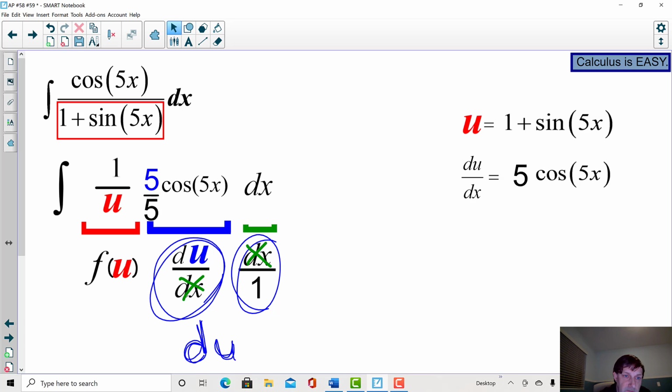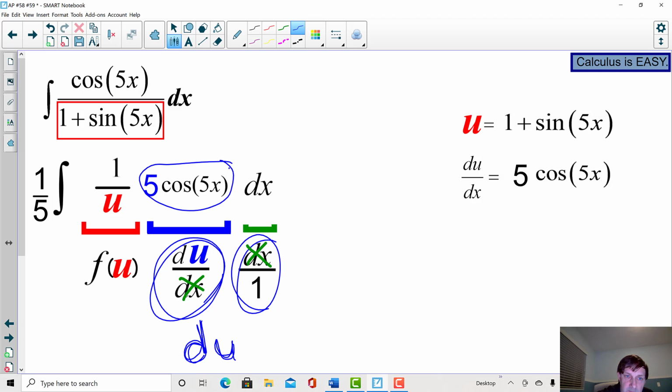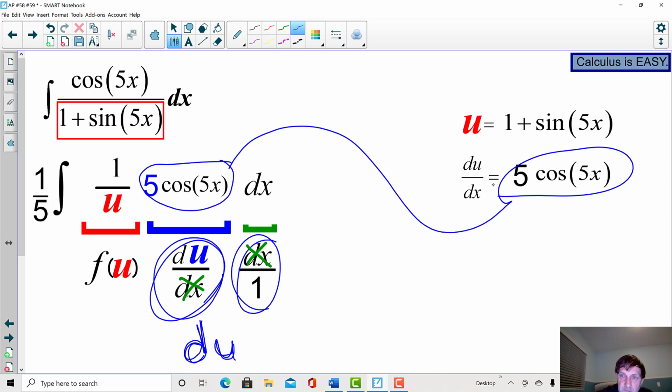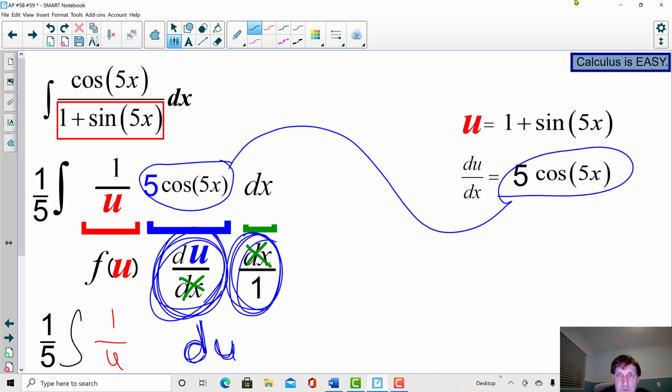I don't need this 5 that's on the bottom, so I can bring it out to the front. That'll be a 1 over 5 in the front. And now I'm basically done because this is du/dx. So now I have du/dx sitting right next to my dx, so the dx's cancel, and all that stuff turns into my du. I can bring down my 1 over u. Don't forget to bring down your 1 over 5. That's just a constant, so it'll just stay on the outside.